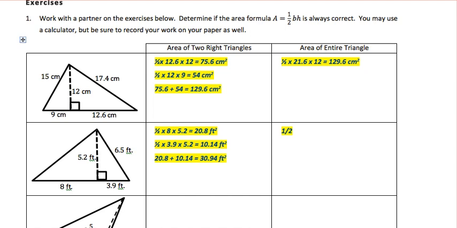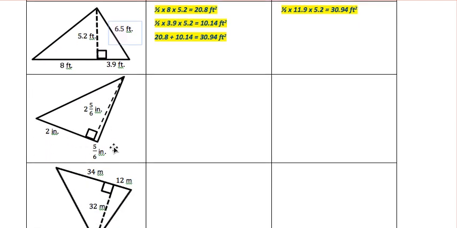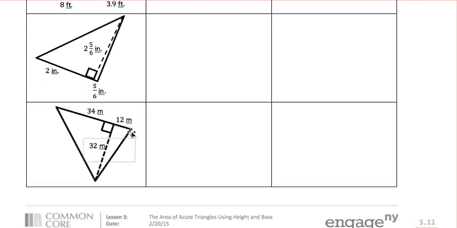Taking the whole triangle, then, we would do 1/2 times the full base, which is 11 9/10, times the height, which is 5 2/10. And that as well gives us 30 9/400 square feet. Next triangle is just slightly more than a right triangle. And so if we split it apart, we have 1/2 times 2 times 2 5/6.